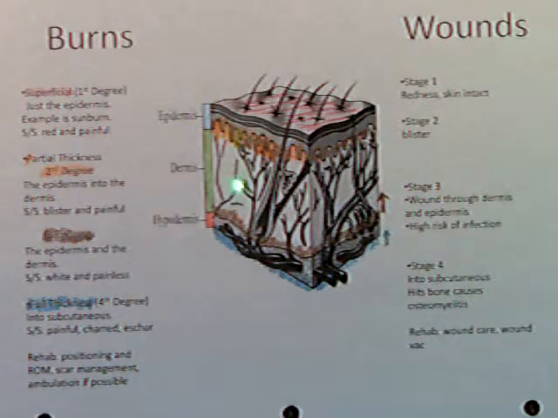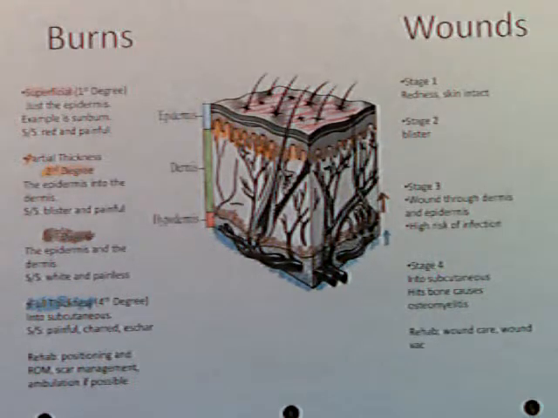The second layer is the dermis, and the dermis is a little bit thicker than the epidermis. The dermis contains most of our nerve bundle fibers, our hair follicles, and a lot of vasculature. And then we have our hypodermis, which is the bottom layer, and below this would be any type of subcutaneous tissue. When we look at burns and wounds, we're going to see that they're very similar in their classification. So we'll start with burns first.